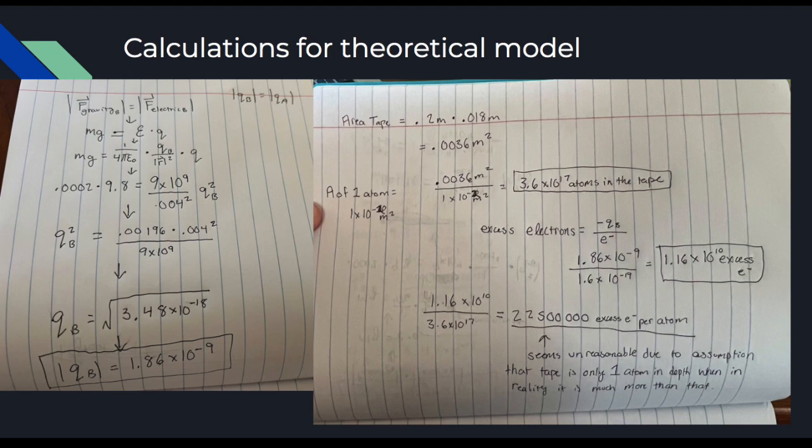From there, I went on to find the area of the tape and found that there are 3.6 times 10 to the 17th atoms in the tape, which was using the assumption that there is only one atom in the thickness of the tape, which is not right. And then also using the charge of an average electron and the charge that we found on tape B, I found that there were 1.16 times 10 to the 10th excess electrons, which means that there would be this many excess electrons per atom.